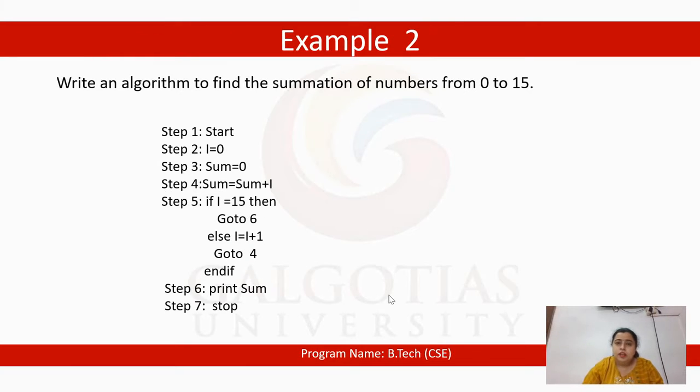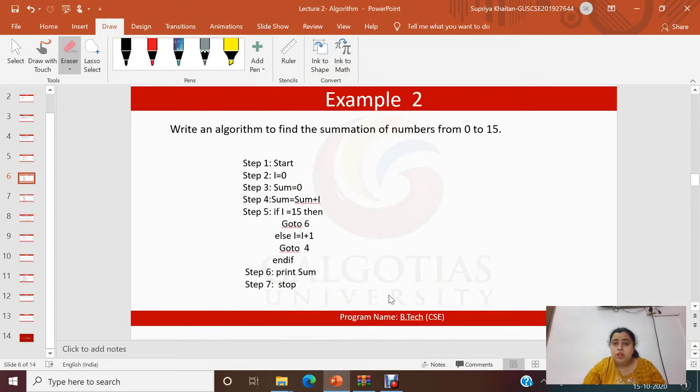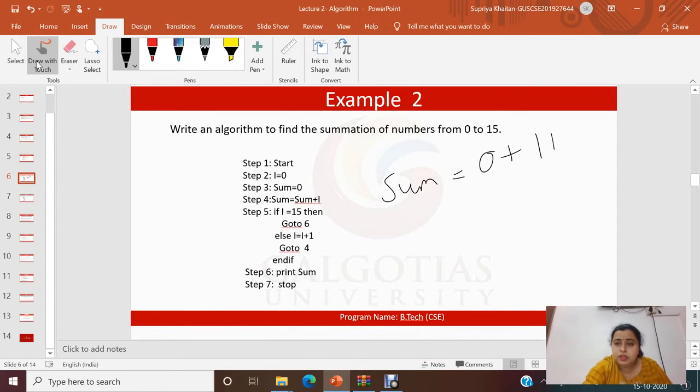Now let's take another algorithm. Now what we need to do is find the sum of the first 15 numbers. That means what we are doing in this case is finding the sum of 0 plus 1 plus 2 plus 3 till we reach 15. We are adding up in total 15 values. Now let's see how we can do it.